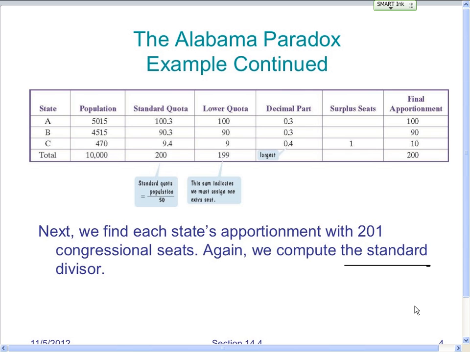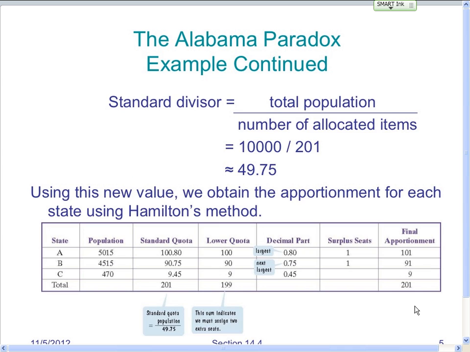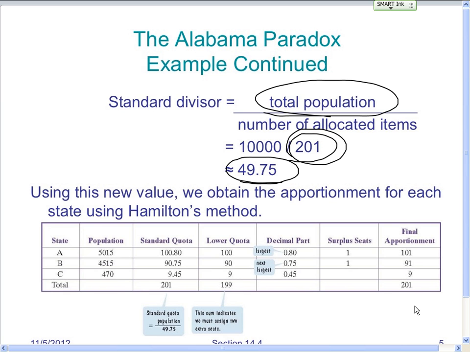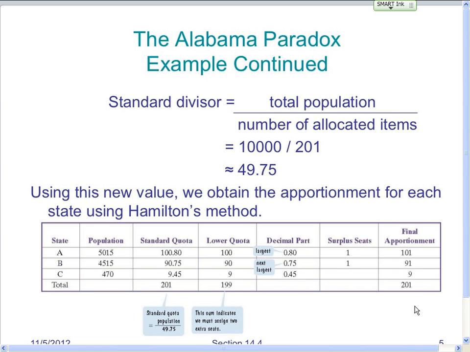So we need the new standard divisor, total population divided by the 201 seats, will give us a standard divisor of 49.75. Repeat the process, divide the population by 49.75, and find the lower quota. So 100, 90, and 9, that hasn't changed. But now let's take a look at the decimal part. The decimal part now is 0.80, 0.75, and 0.45.